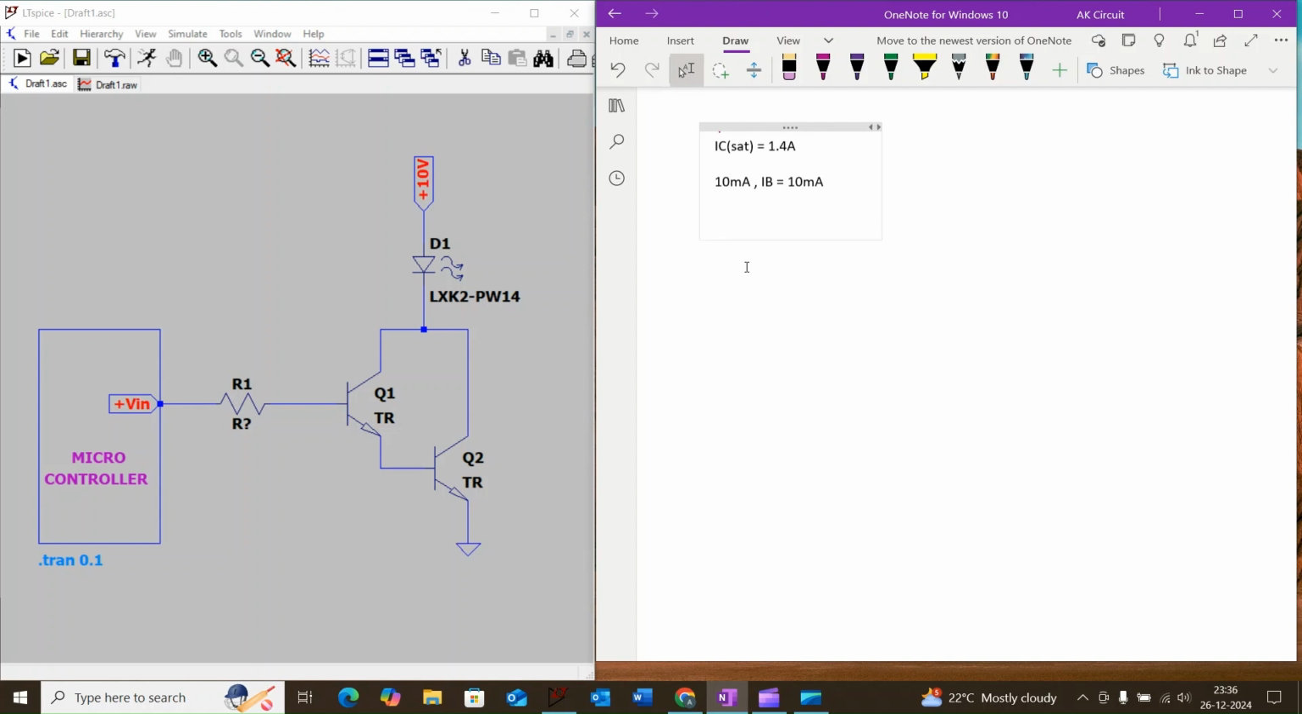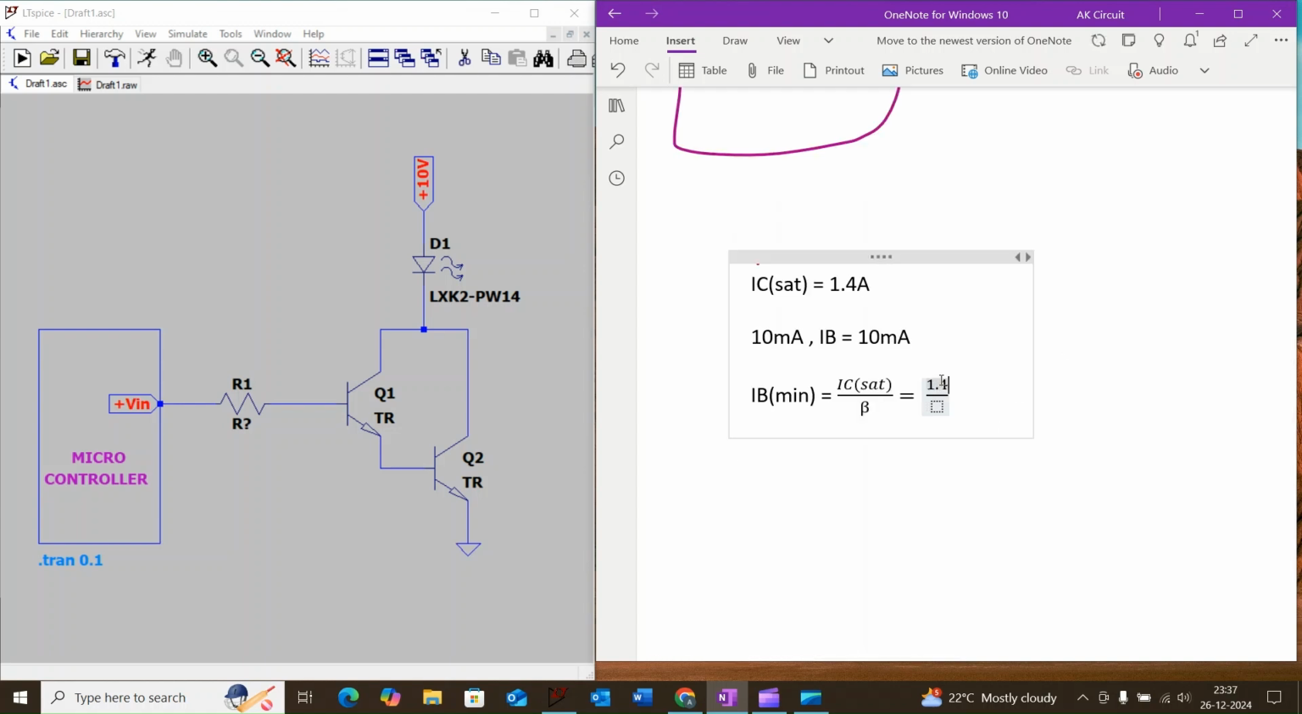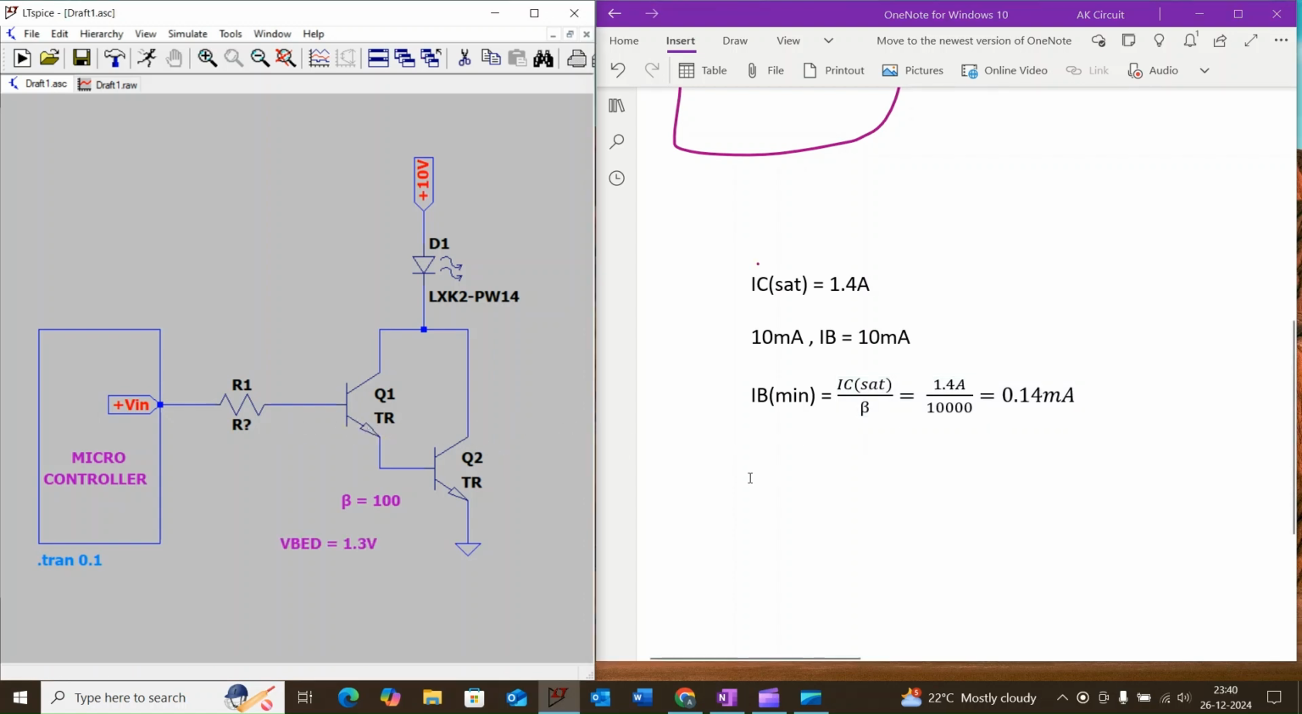So let us find the minimum base current which is required to drive the transistor circuit in the saturation region. It is equal to IC sat divided by beta, which is equal to 1.4 amps divided by, we have considered the current gain of each transistor to be 100, so the total gain will be 10,000, which is equal to 0.14 milliamps. So this is the minimum base current needed to drive the transistor in the saturation region. From this we can calculate the base resistance required to drive the high power LED.